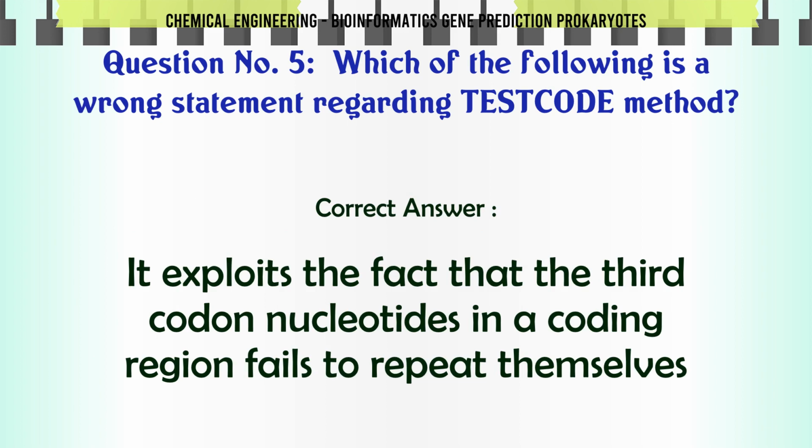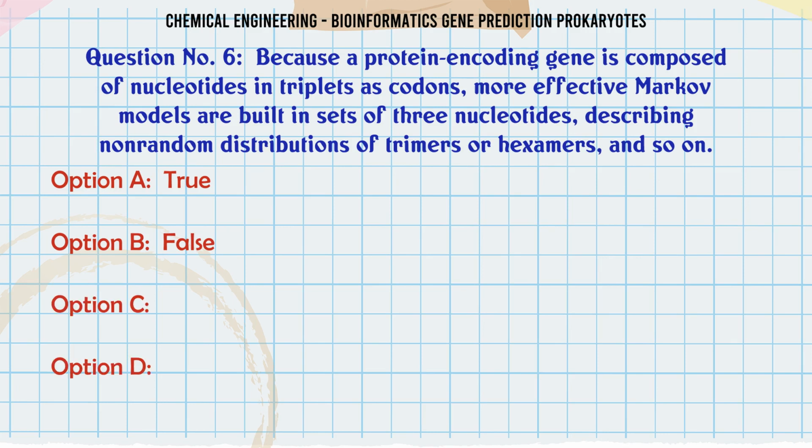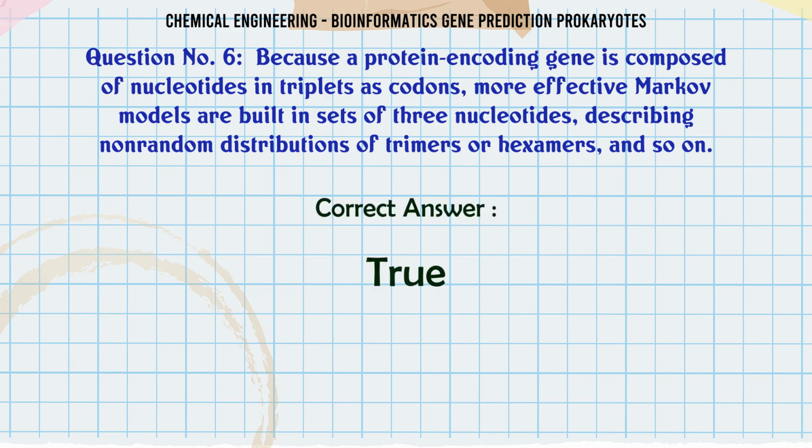themselves. Because a protein-encoding gene is composed of nucleotides in triplets as codons, more effective Markov models are built in sets of 3 nucleotides, describing non-random distributions of trimers or hexamers and so on. A. True. B. False. The correct answer is true.